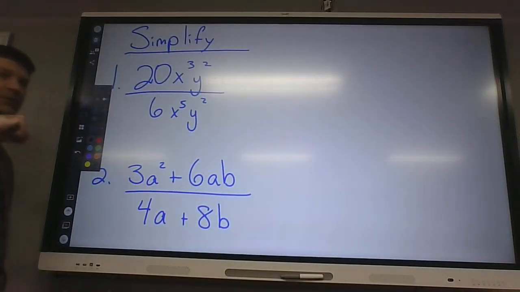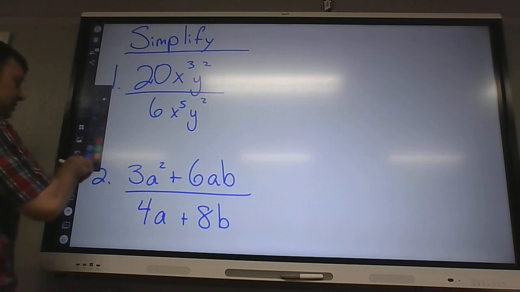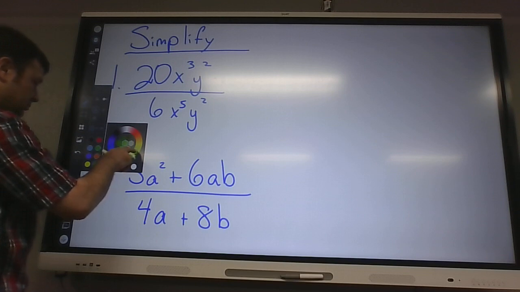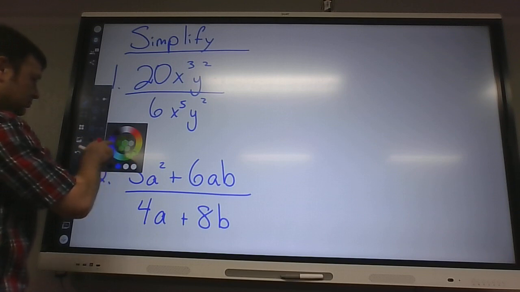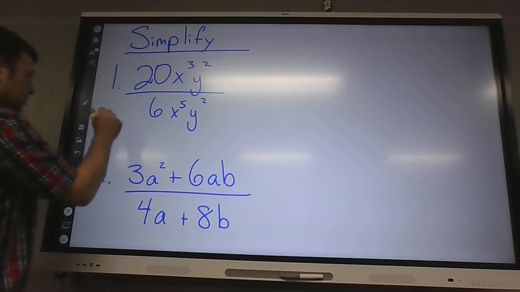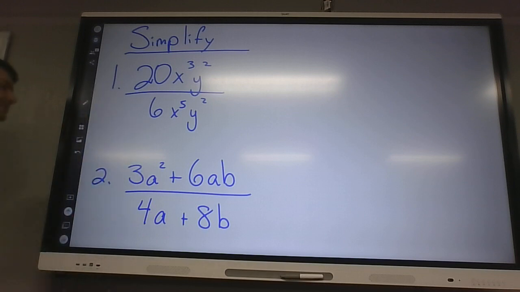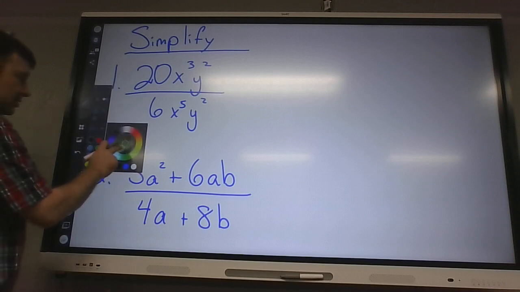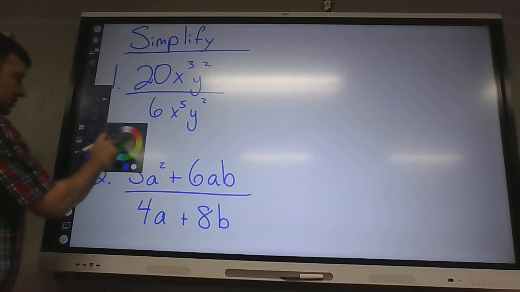Nah, I reject pink. Green. Go to the middle one and right. Right. What color do you like to use other than pink? What color did you think was better than pink?